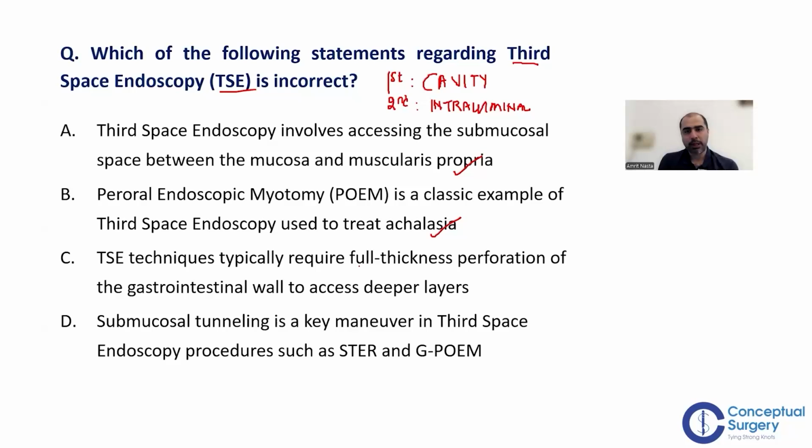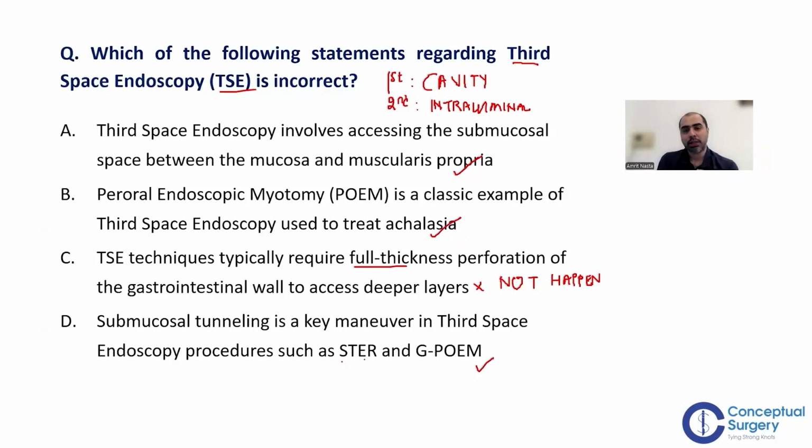It will require a full thickness perforation is wrong. In fact, this should not happen. I don't want a full thickness perforation. Otherwise, it will become a NOTES procedure, where I'm going through the bowel, into the abdominal cavity, or going through some hollow organ into the abdominal cavity. That is NOTES. I don't want to do that. In fact, full thickness perforation has to be avoided. Submucosal tunneling is a key maneuver. Yes, it is. That's how you'll generate the third space, right?